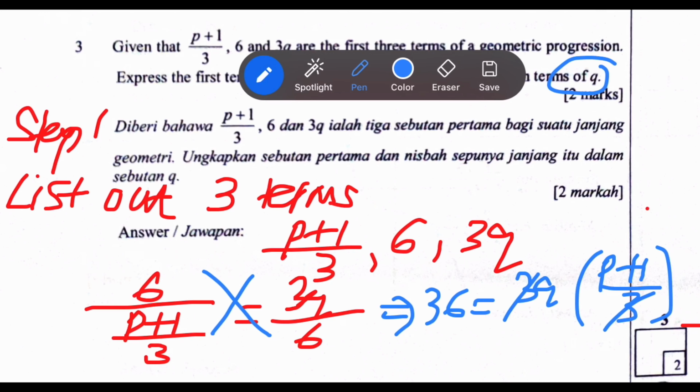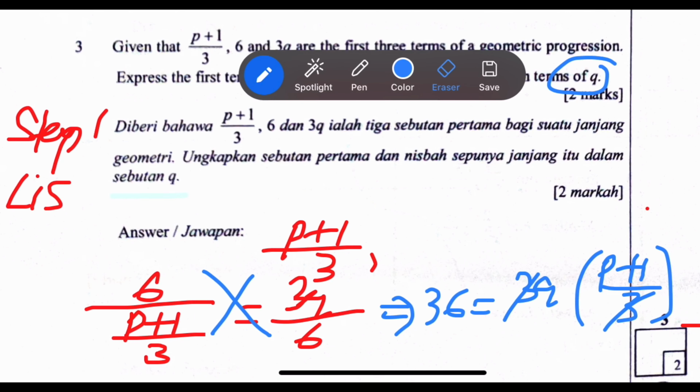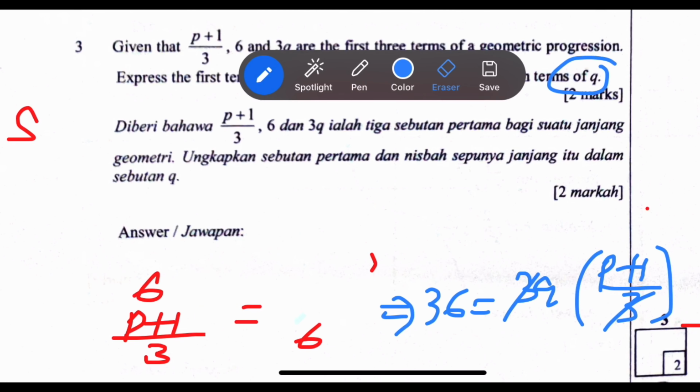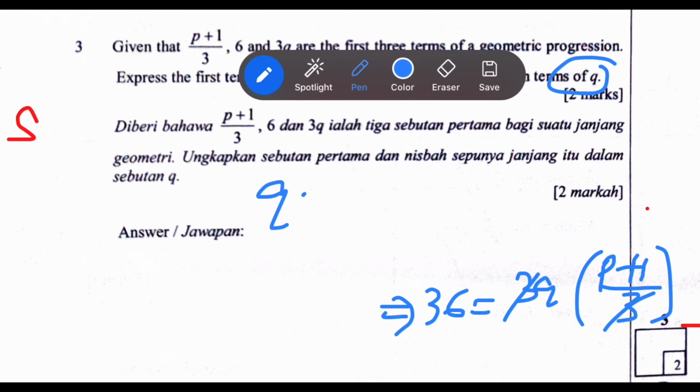Because the question says express the first term in terms of Q. So we will substitute the P in terms of Q into the first term, alright? So let's see how to do. I'm going to show you how to find the first term in terms of Q.